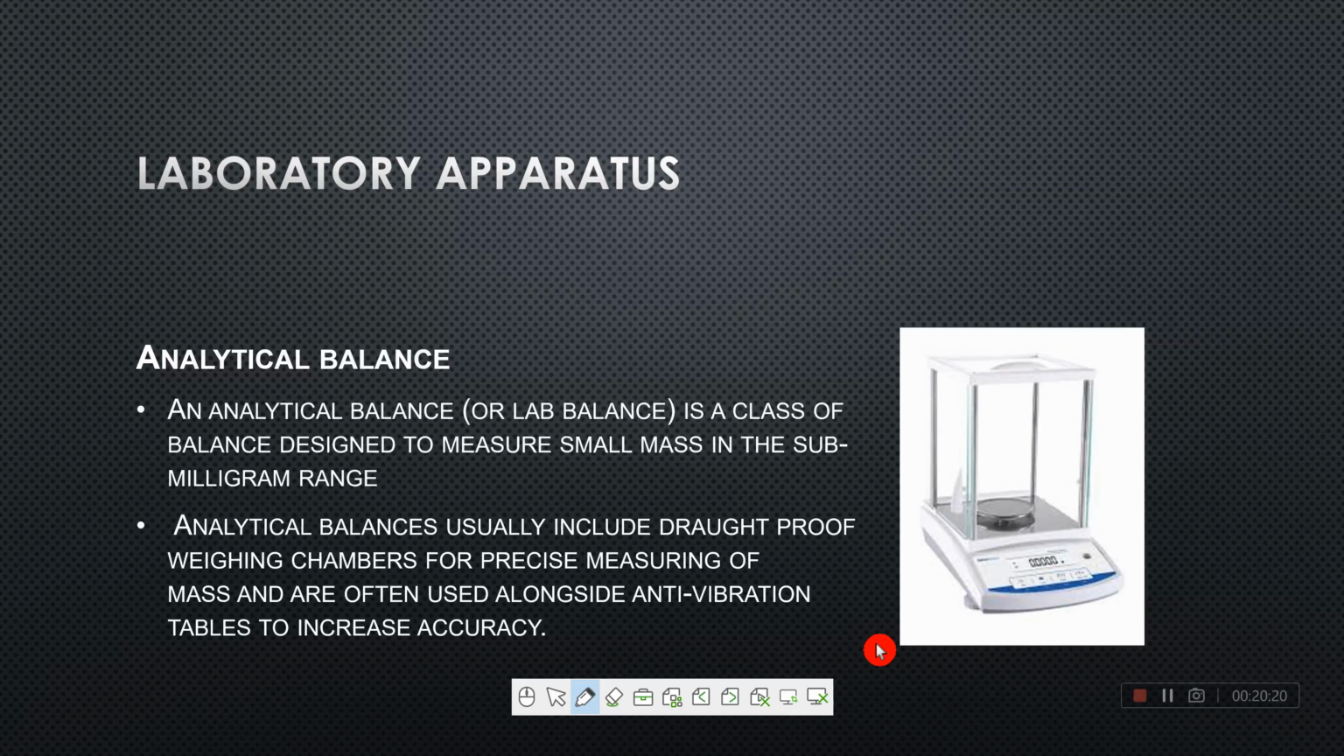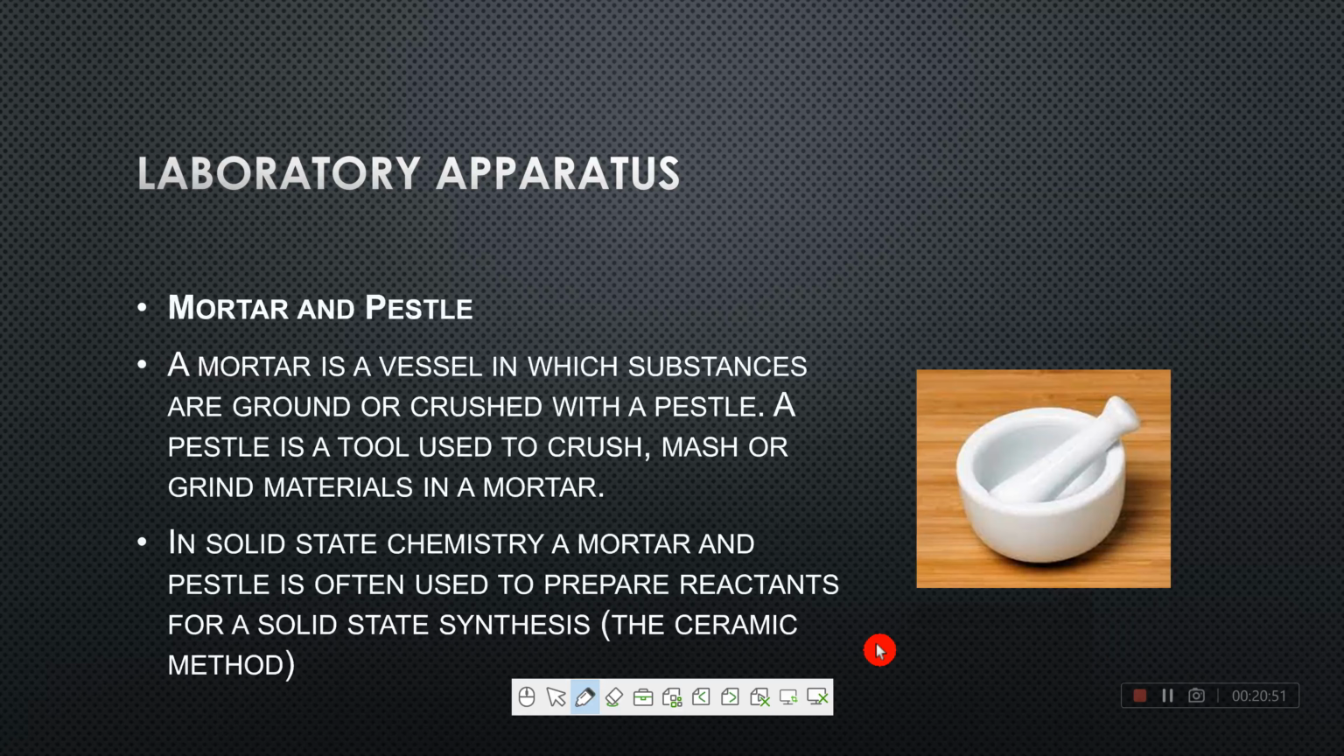Next one is the analytical balance. Analytical balance is also called a lab balance. It is a class of balance designed to measure small mass in the sub-milligram range. For example, when we have to prepare culture media, the powdered substances are measured in the analytical balance. It usually includes draught-proof weighing chambers for precise measuring, and is often used alongside anti-vibration tables to increase accuracy.